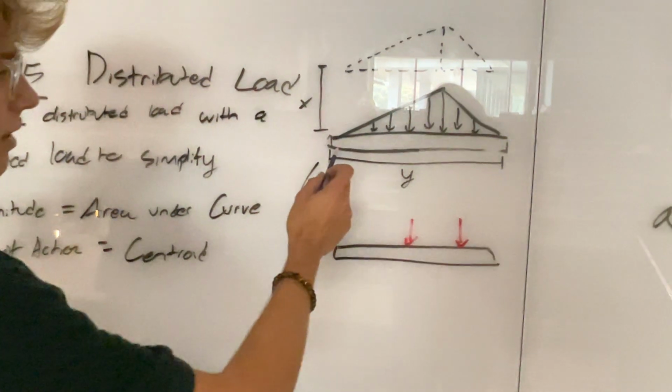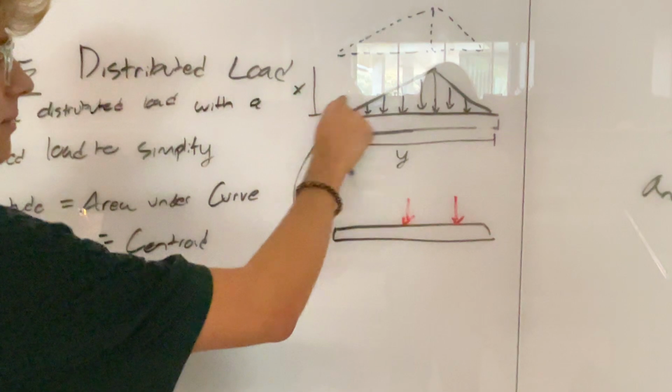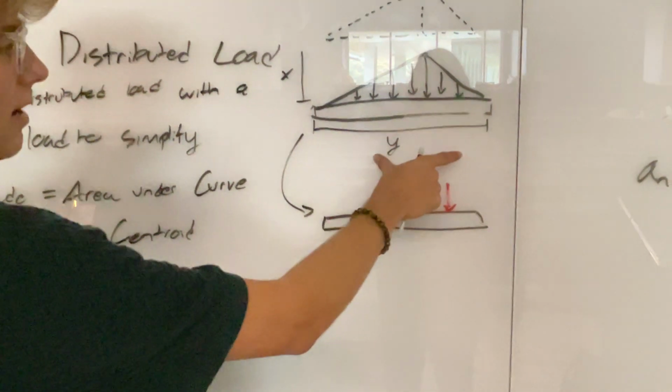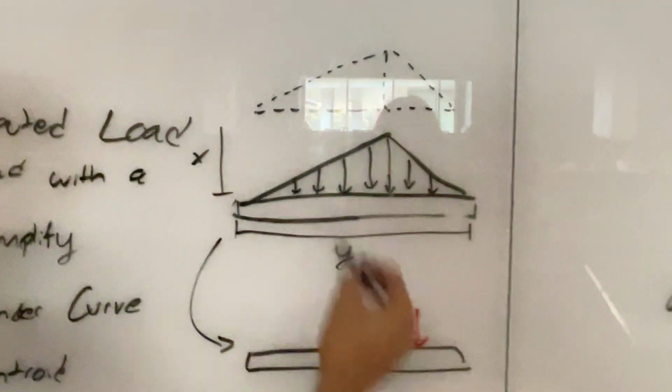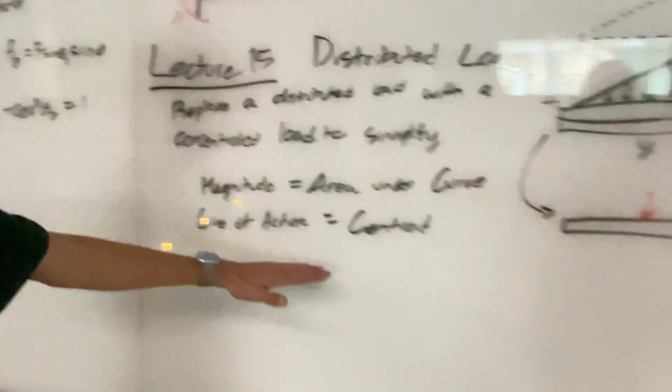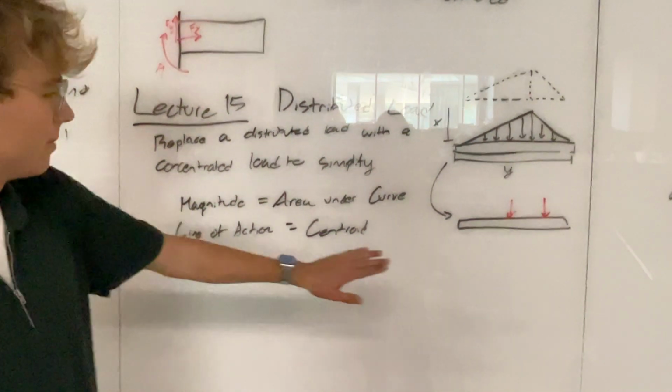So let's say the height was x. This is really poorly drawn, not representative. The height was x, and the length was y. We'd split this up, and you'd find the area of this, and that would be your magnitude. And then the location, as Evan was saying, the line of action of this vector, where you're going to put it, is going to be your centroid.